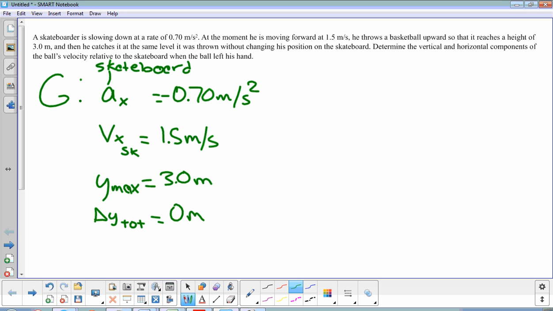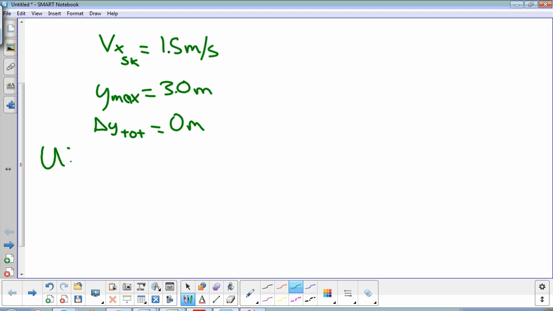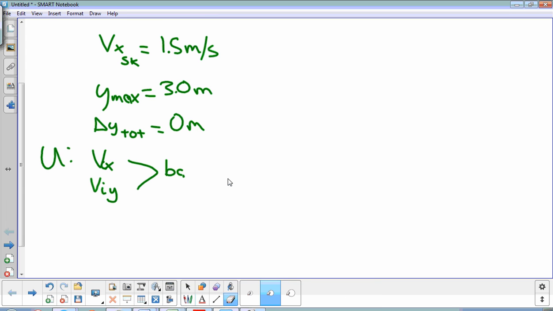It says, determine the vertical and horizontal components of the ball's velocity relative to the skateboard when the ball left his hand. So the unknowns that we have are Vx initial and V initial Y. Both of these are for the basketball, or just the ball, whatever you want to call it. I'm going to say ball because I don't have to use it much. Okay, so we need Vix and ViY of the ball.